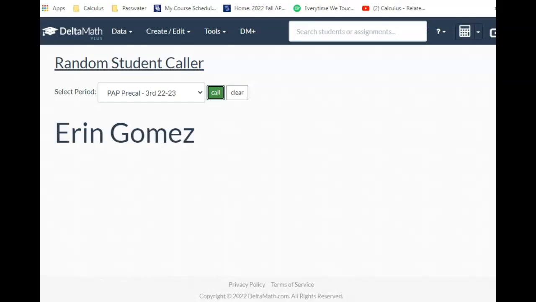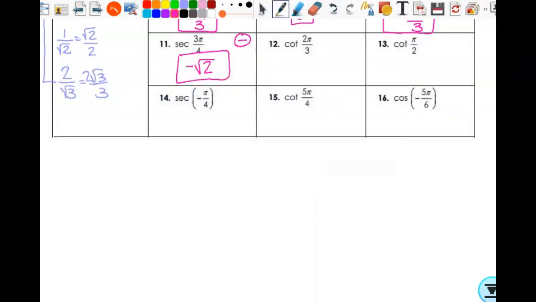Any questions? All right. Shaylin, can you help me with number 12? Cotangent is a reciprocal of? Tangent. 2 pi thirds is in the second quadrant. So is it positive or negative? Negative. What is the tangent of pi thirds? Square root of 3. So that means our final answer is? And we make sure we make it negative. Good. Negative square root of 3 over 3. You got it. Good job.